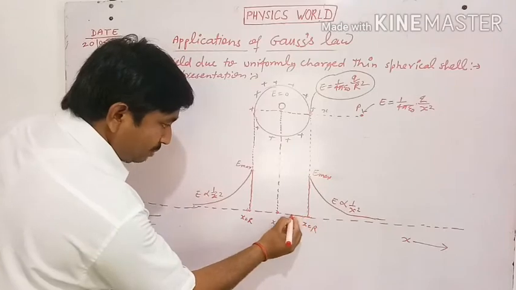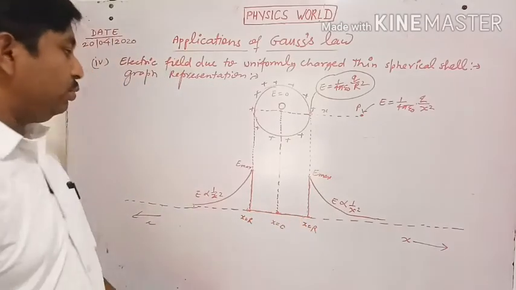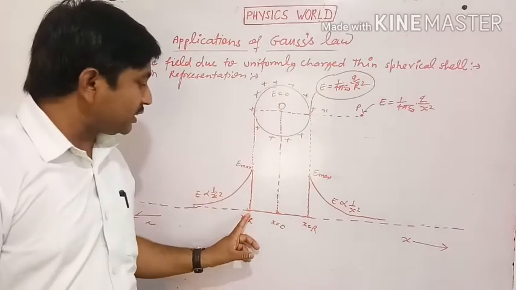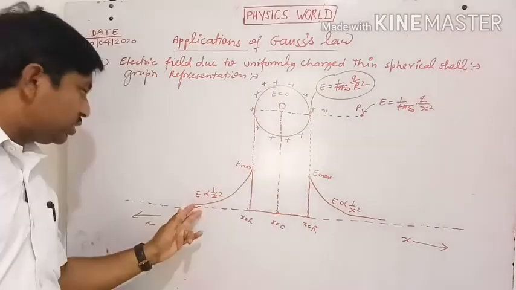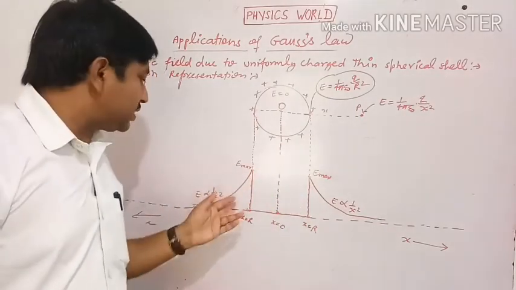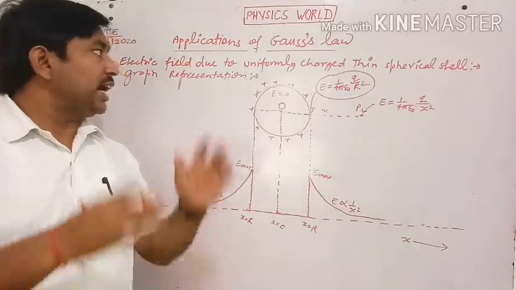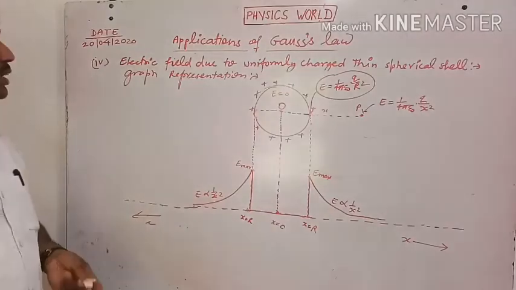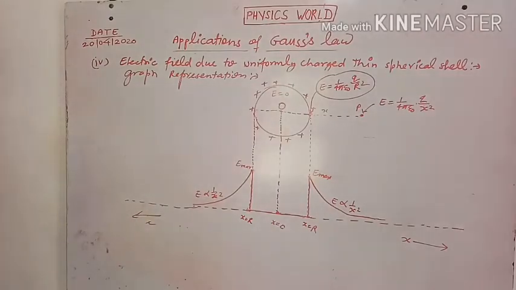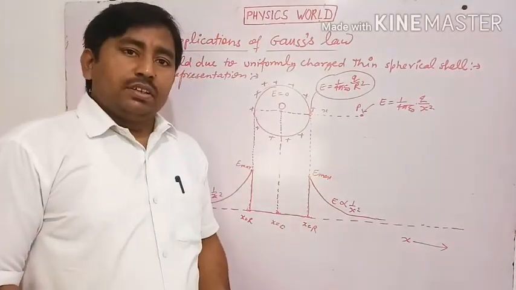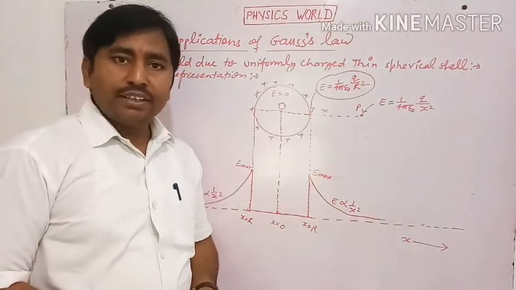This is a simple representation of the electric field, whose value is 0 inside the spherical surface and maximum at the surface, and inversely proportional to the square of the distance at any outside point. So this is all about the graphical representation of the electric field due to a uniformly charged thin spherical surface. Okay, thank you.